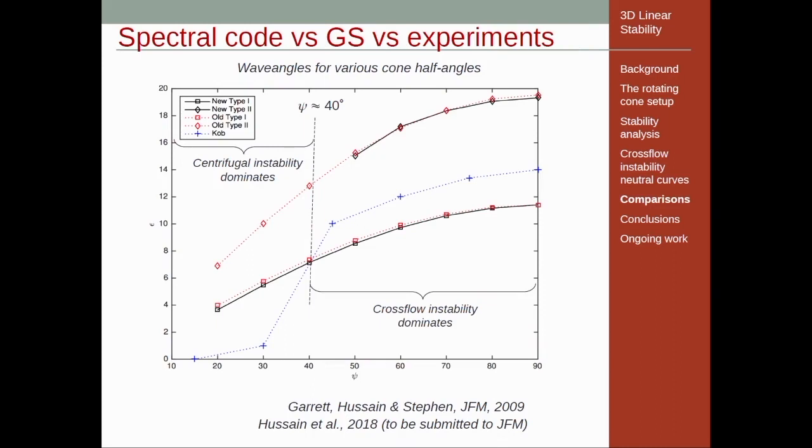So the black lines here are the new spectral code. The red lines are the old numerics for the instability, and this blue is Kobayashi's results from 1980 odd. And there's a reasonably good agreement between the numerics, asymptotics, and the experiments here, except we see some interesting feature around psi equals 40, where the agreement definitely reduces for smaller angled cones.